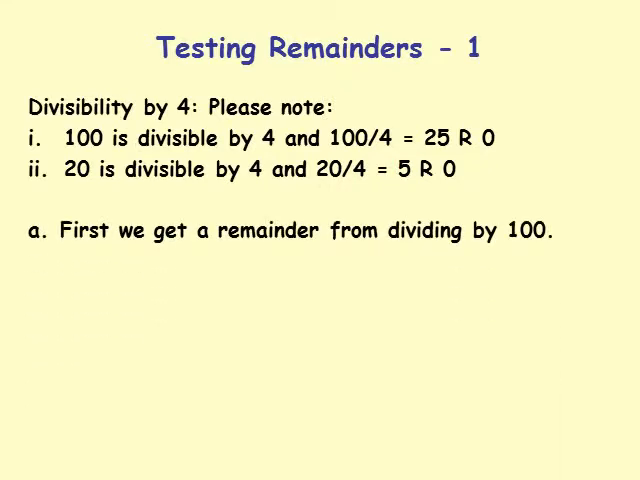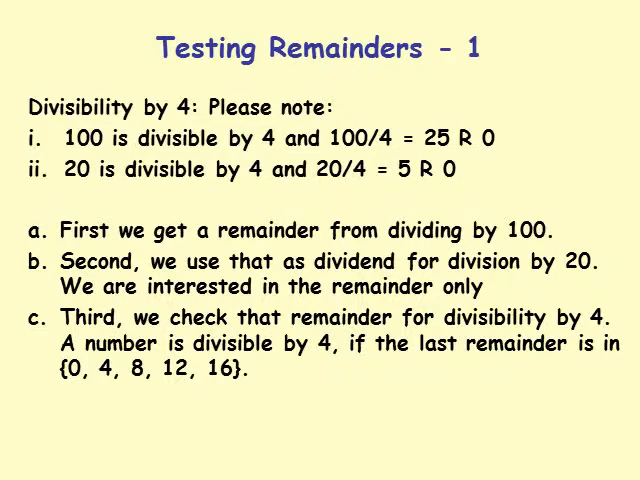Let's continue here. First we get the remainder from dividing by 100. What we are trying to do here is, from the given number we subtract all the hundreds we can, and whatever is left over is the same thing as the remainder from dividing by 100. Whatever is left over is the remainder we are going to use in the next step. We'll discard the quotient part of the division and just keep the remainder part.